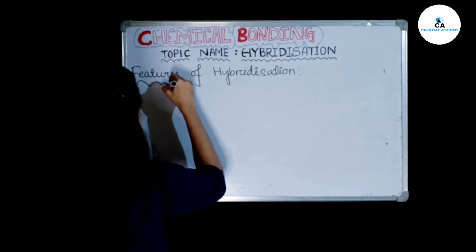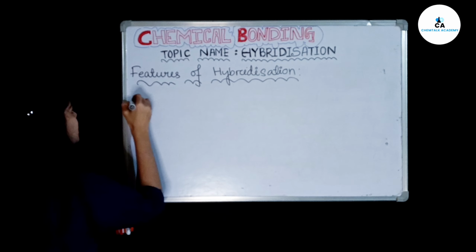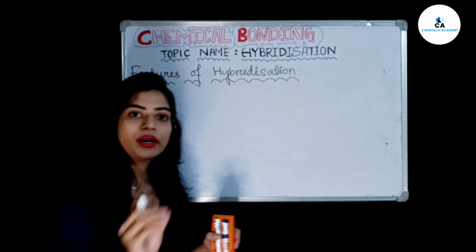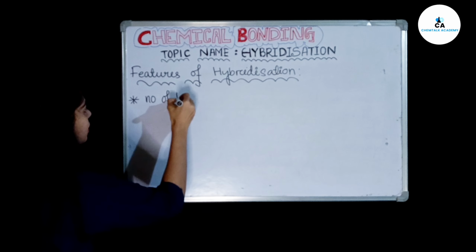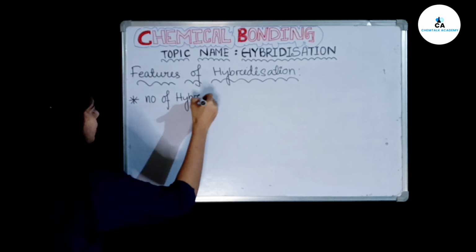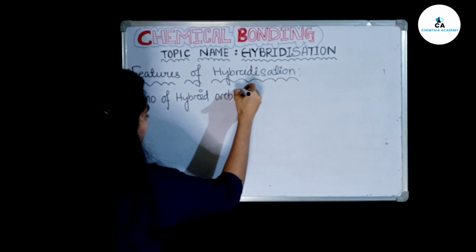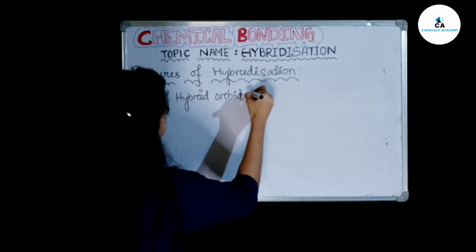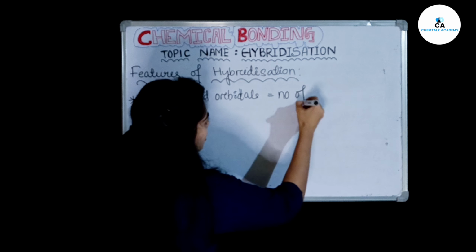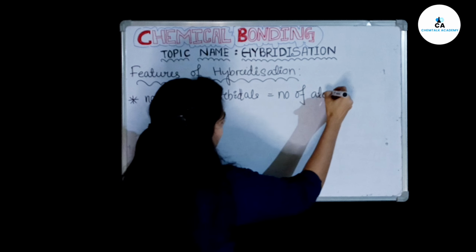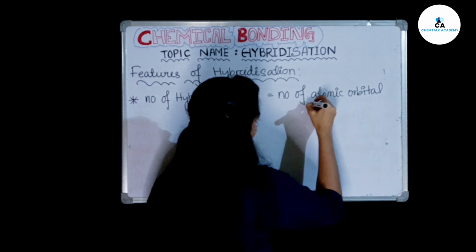Okay, what are the features of hybridization? The first feature is the number of hybrid orbitals obtained. I am writing here shortly: number of hybrid orbitals is equal to number of atomic orbitals mixed.